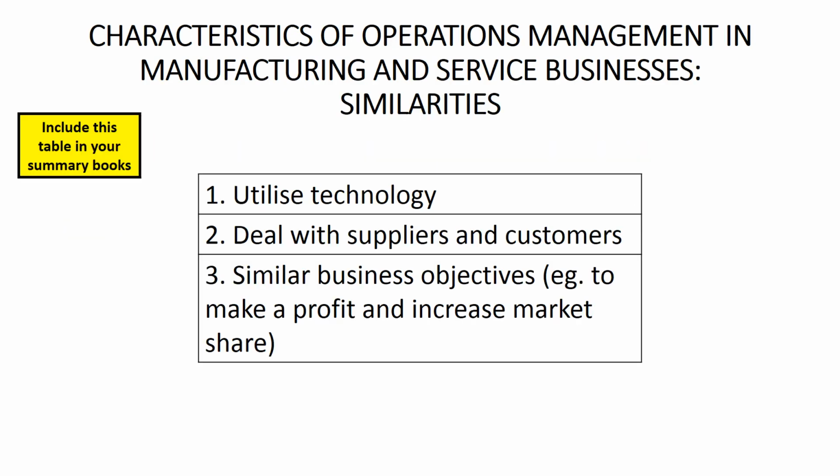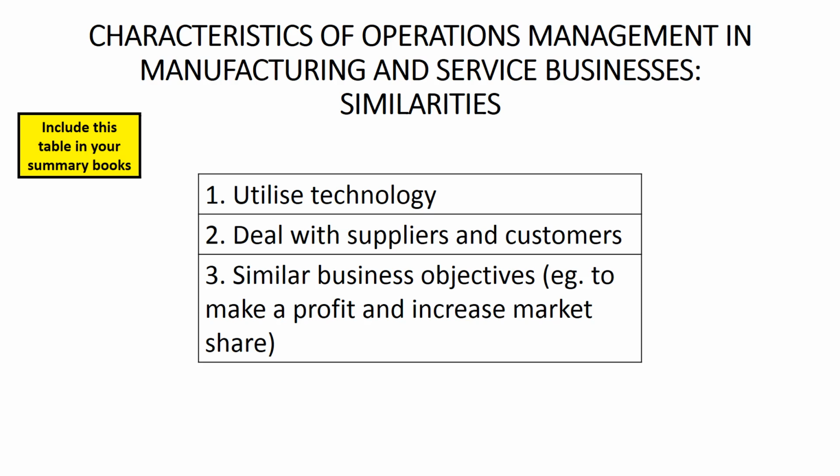You'll recall that manufacturing businesses produce, that is, manufacture, goods that are sold to customers. Goods are tangible things that can be touched. You'll also recall that service businesses perform work for others, that is, they provide services to customers for a fee. Services are intangible things that cannot be touched. Operations management in both manufacturing businesses and service businesses have a number of similarities.